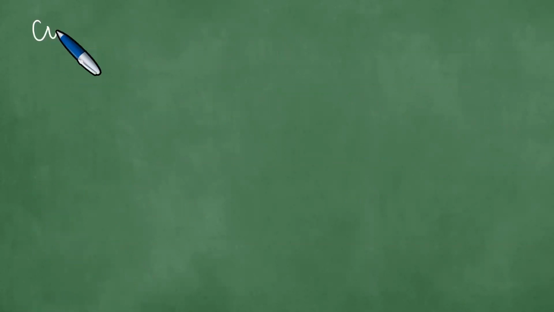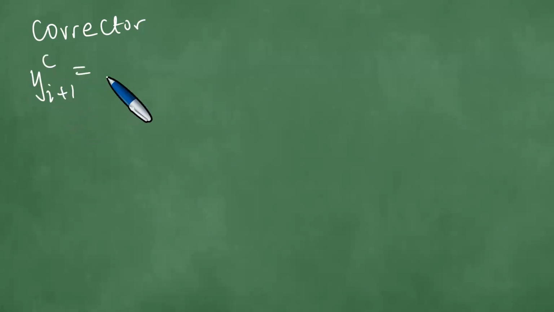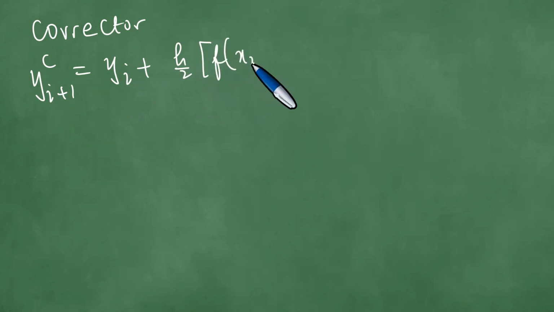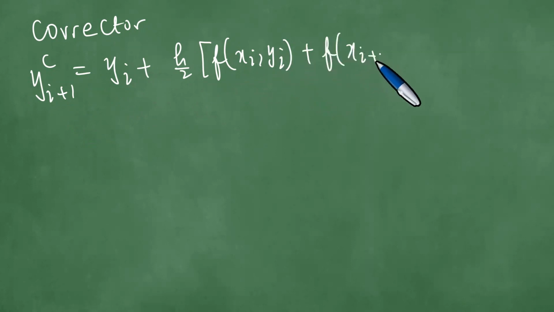Corrector. Let's look at the corrector. First, the formula. Yi plus 1 corrector is yi plus h over 2 into f(xi, yi) plus f(xi plus 1, yi plus 1 predictor).